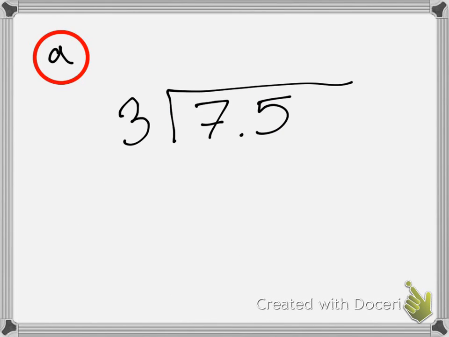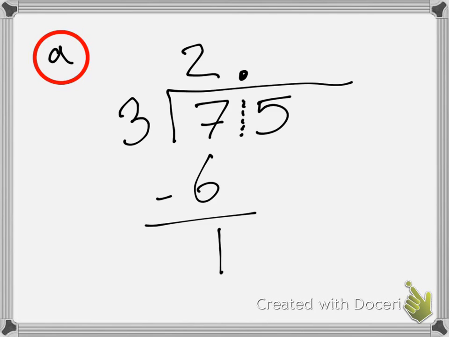Okay, so the first step is we bring the decimal up, and then we just divide as normal. How many times does 3 go into 7? Yes, it's 2. What's 3 times 2? Shiley? 6. What do we do now? Kyle? Subtract. We get 1. Now what do we do? Leanne? We have to bring down the 5.